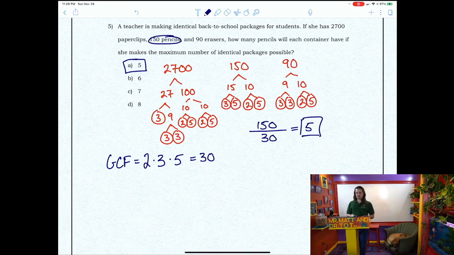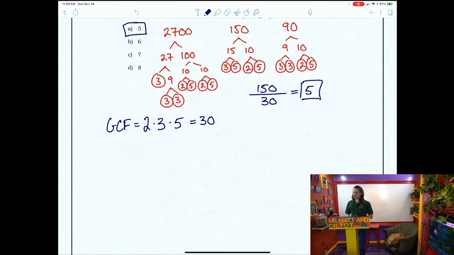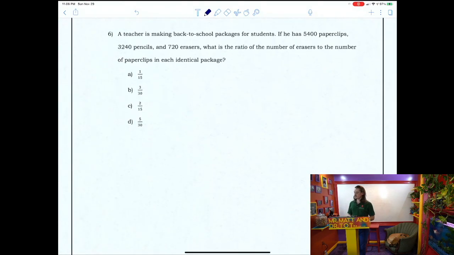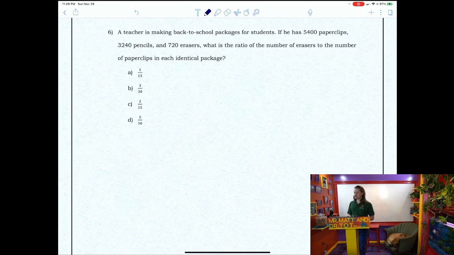Question number 6 asks, a teacher is making back-to-school packages for students. If he has 5,400 paper clips, 3,240 pencils, and 720 erasers, what is the ratio of the number of erasers to the number of paper clips in each identical package? Please pause the video and take a few moments to solve this problem.